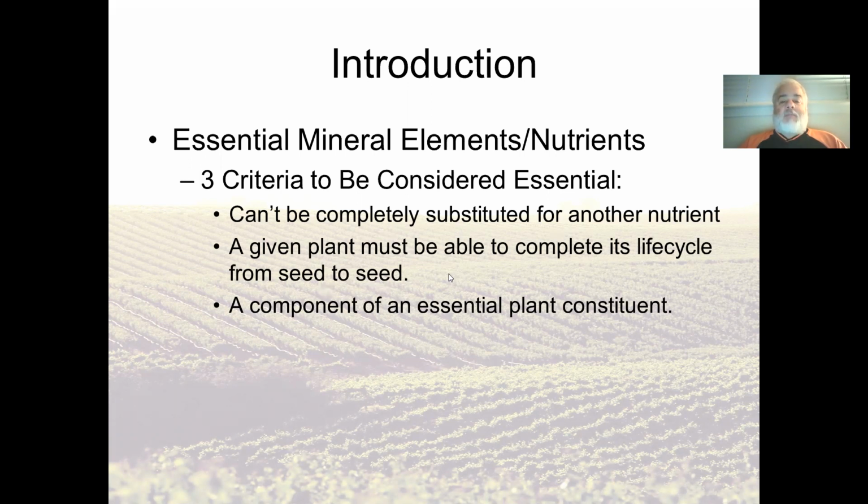A given plant must be able to complete its life cycle from seed to seed. And if that nutrient is missing or that element is missing, it can't complete its life cycle. And it also must be a component of an essential plant constituent, something that is essential for the plant itself.